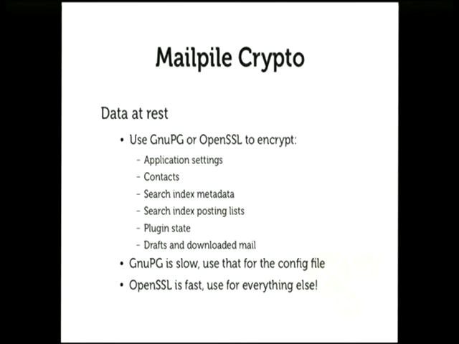For data at rest, our strategy is to just shell out to the existing tools. We're going to use the GPG binary or the OpenSSL binary or wrapper libraries, and use that to encrypt basically everything: application settings, contacts, search index, et cetera. Using GPG is relatively slow, so we're probably only going to use that for the config file. That will then contain a key that is used for symmetric encryption via OpenSSL, because OpenSSL AES encryption is quite fast. That's our strategy there.